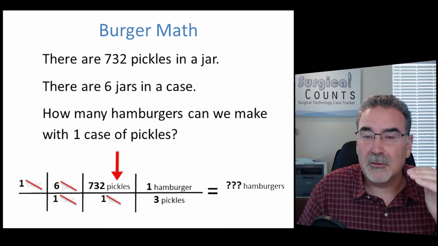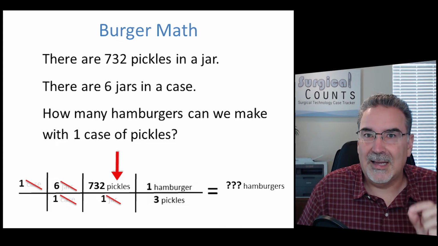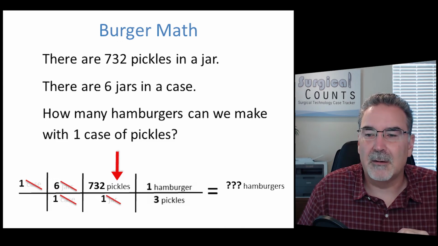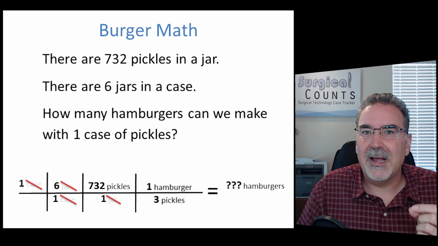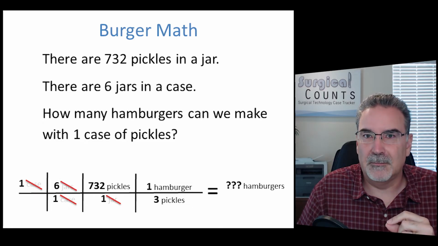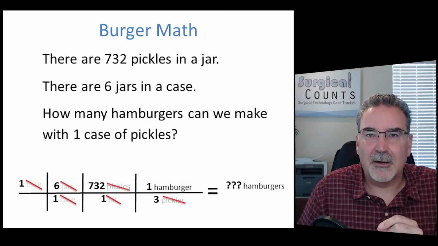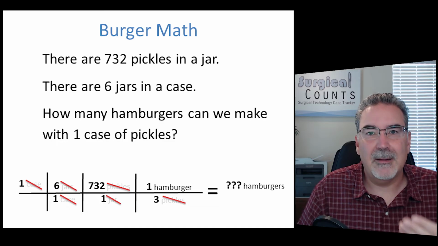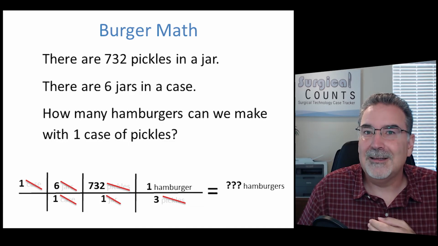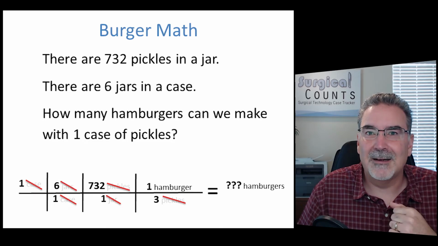Well, we already have pickles at the top. So in order to cancel out pickles, we want pickles at the bottom. So we're going to write it as 1 hamburger over 3 pickles. And when we do, we can cancel out our pickles and we're left with hamburgers at the top. And does hamburger equal hamburgers? Yes, it does. So we've come to the end.